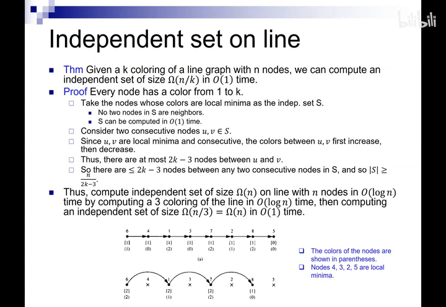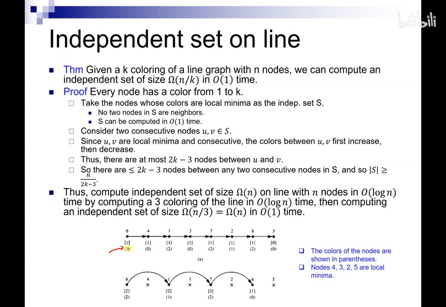As an example, suppose you have this situation over here. The colors of the nodes are given by these values in the parentheses. For example, this node 6 here has color 1, node 4 has color 0, and so on. Now we're going to take the colors which are local minima, meaning that this color is less than both neighboring colors.